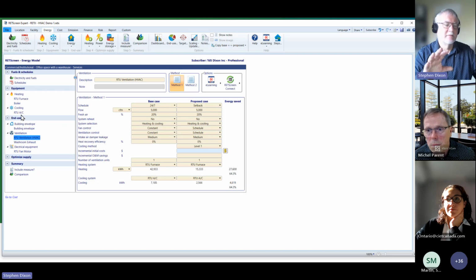So you basically can assign the different pieces of equipment and then assign them to different end use systems. And the two primary end use systems for heat are going to be ventilation and building envelope.